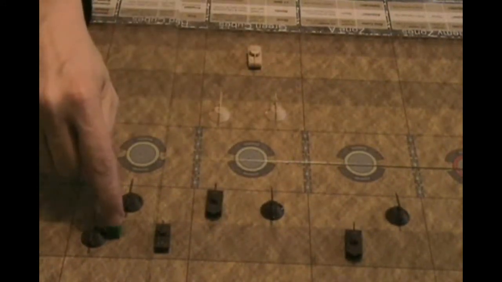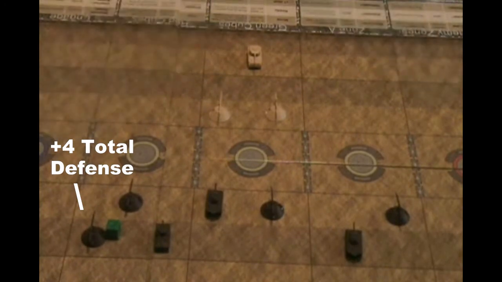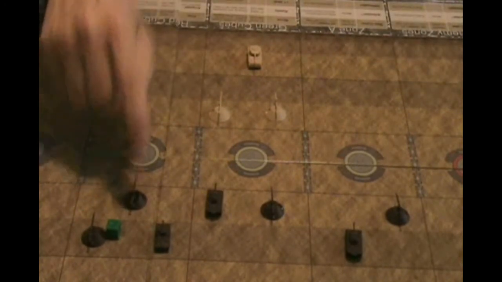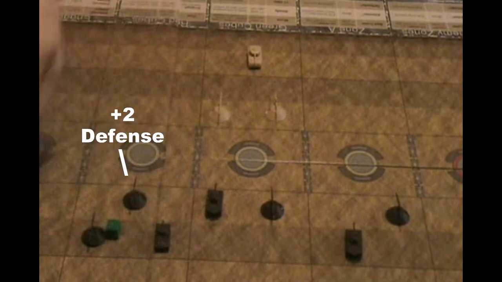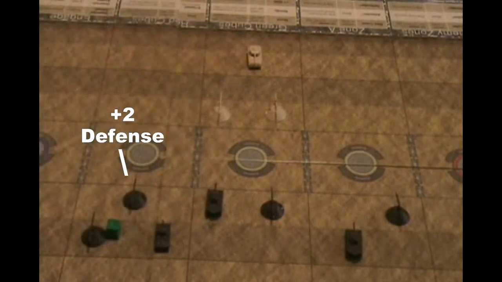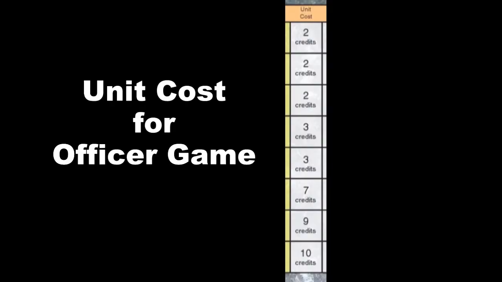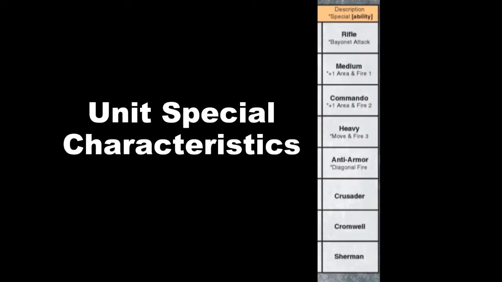In this scenario over here, the infantry here would get a +2 defense because he has a green cube, and a +2 defense because he's with the armor unit, so he gets +4 defense. The unit up here would only get a +2 defense for being in the same area as an armor unit. The next column is the unit cost, and this is used in the officer game where you buy all your units. The last column is the special characteristics or special abilities of the units, and we'll get into this in more detail.